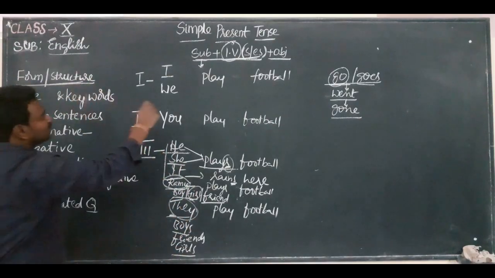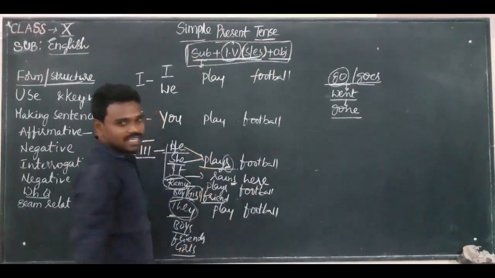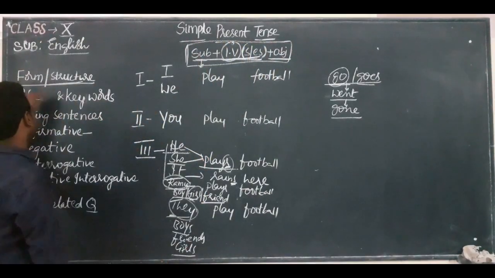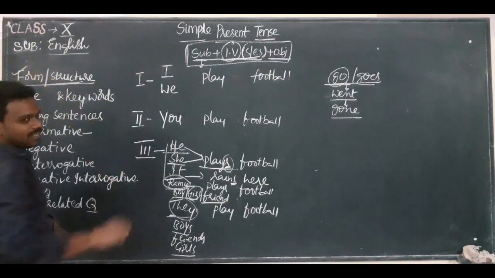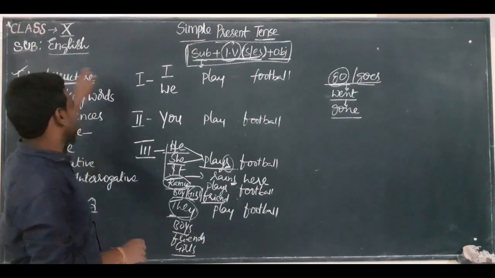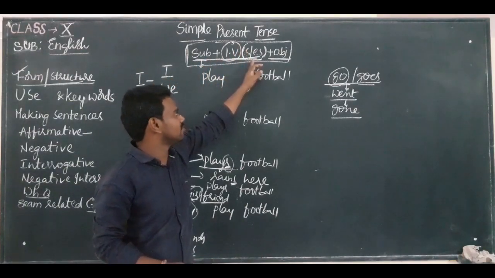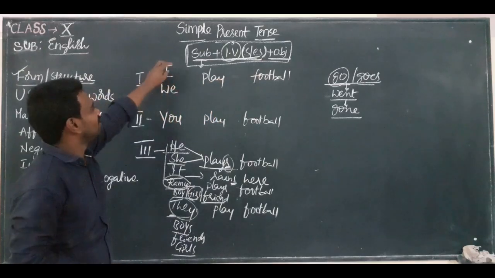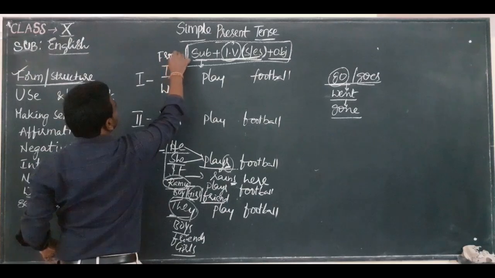So what is the form of simple present tense? Subject, first form of a verb, s or es to the verb. It is a form or a structure. The first point is over. What is the form here? Subject, first form of a verb, s or es to the verb, plus object. This is the form of a simple present tense.